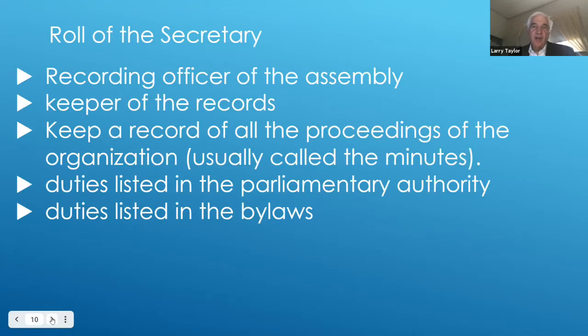The other important role, in addition to the presiding officer, is the role of the secretary, because they are the keeper of the records, and the minutes are the record of the proceedings of the organization, and it's where everything that is decided is recorded. And so this is why minutes are approved by the organization at the subsequent meeting, because they have to be accurate and they have to be kept correctly.